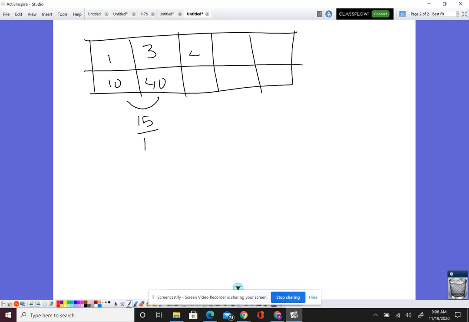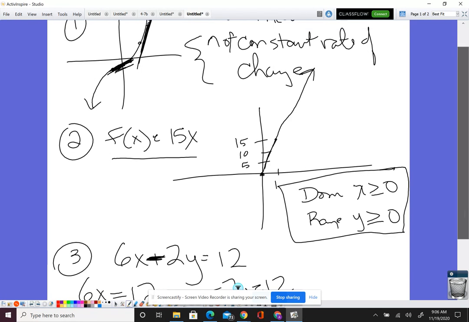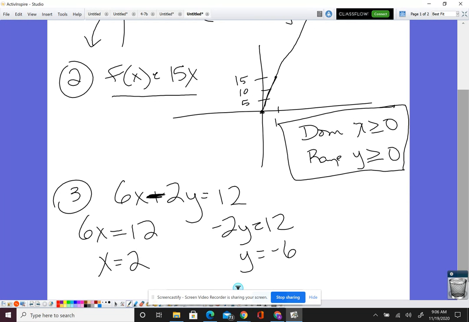Miss Reed? Yes. What were the x-intercept and y-intercept on 3? X-intercept equals 2. Okay, I got it.